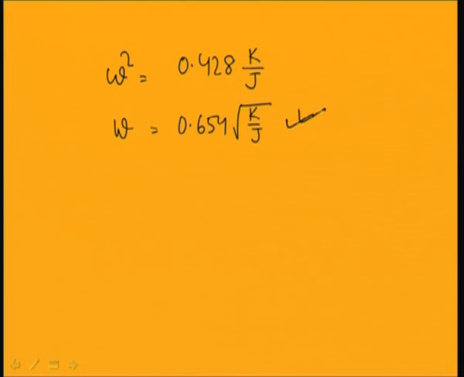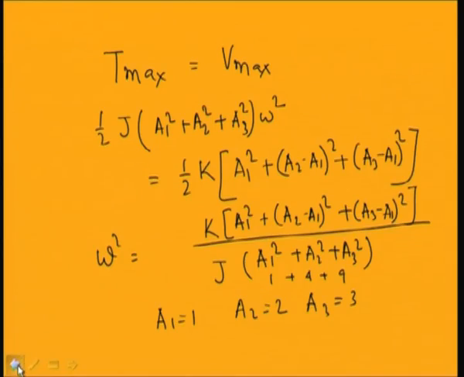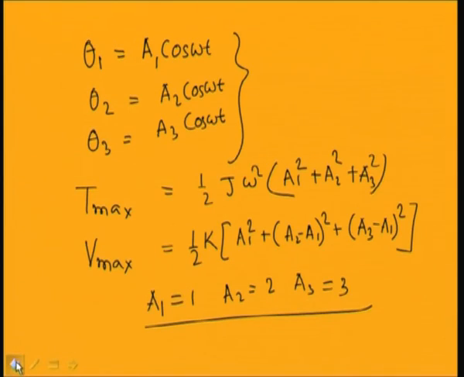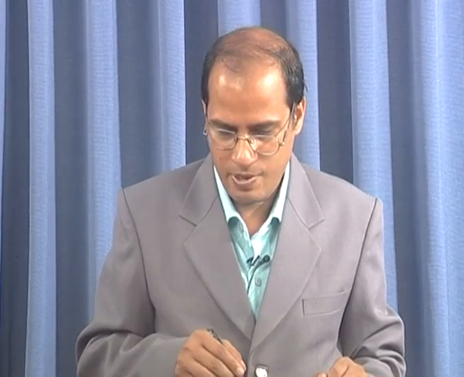In this way you can find the natural frequency, or the fundamental frequency, of the system. You can find the fundamental frequency by using this Rayleigh method. For a lumped parameter system also you can find the fundamental frequency.